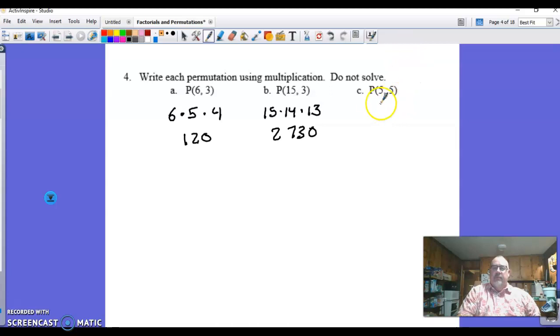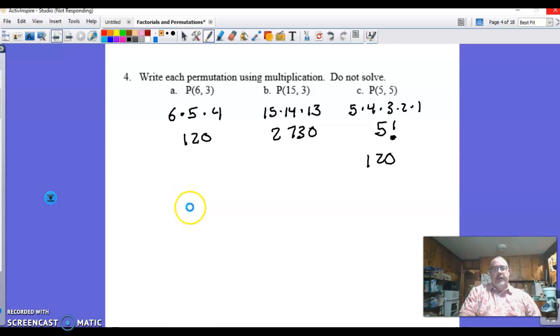So 5P5 means you would do 5 in all 5 numbers: 5 times 4 times 3 times 2 times 1. That's the same as 5 factorial, which we already said is 120. So if you have a double number, 10P10, permutating 10 of 10 would be 10 factorial. Then remember our formula for factorial.